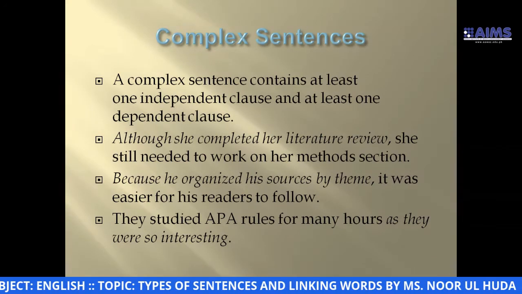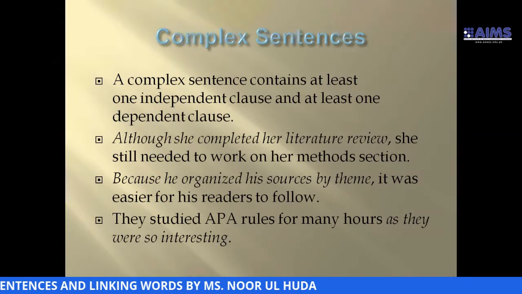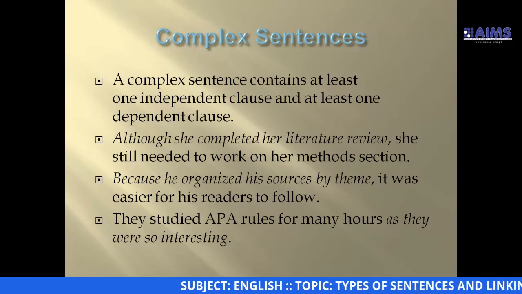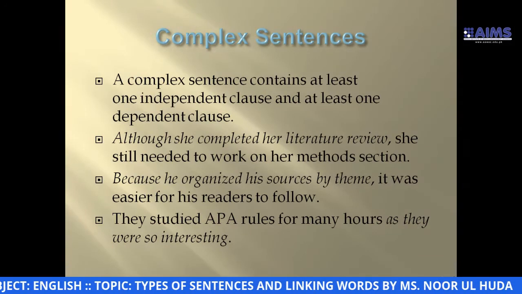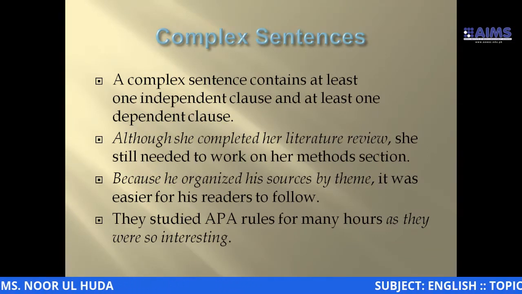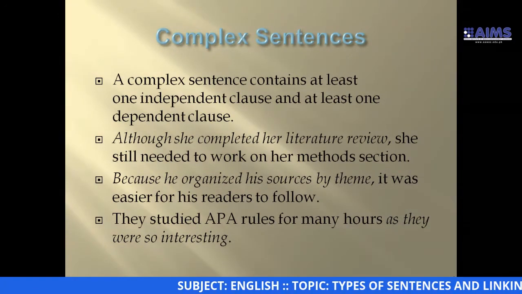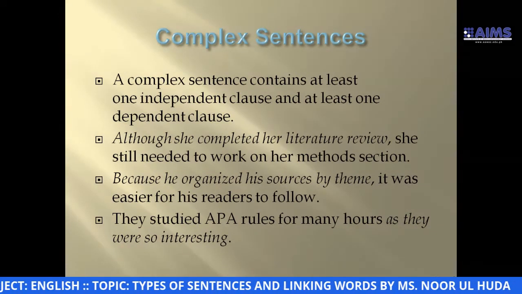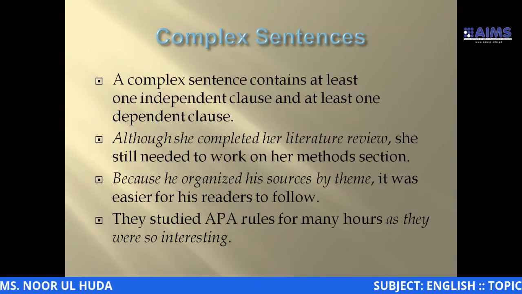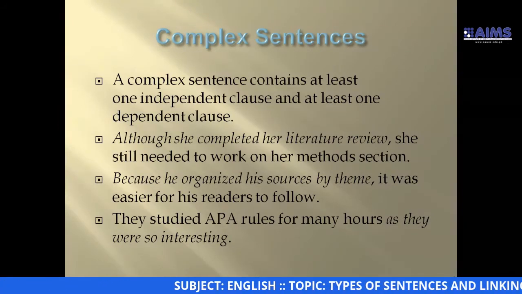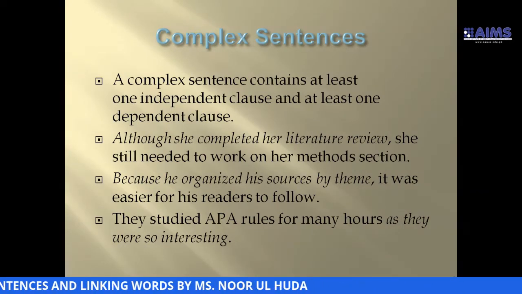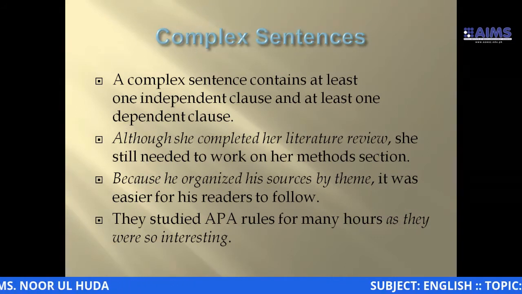So, although she completed her literature review, she still needed to work on her methods section. Now, is the italicized section independent or dependent? Obviously, it is dependent. Why? Because "although" is there, which makes the independent clause dependent. "She completed her literature review" is an independent clause, but when we put "although" in the very same sentence, it becomes dependent. Although she completed her literature review, what happens next? She still needed to work on her methods section. So here we have included one independent clause, and we have formed a complex sentence.